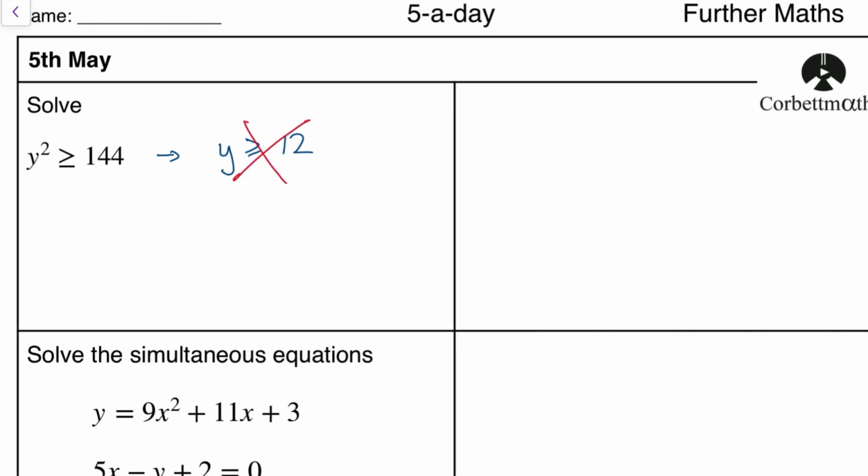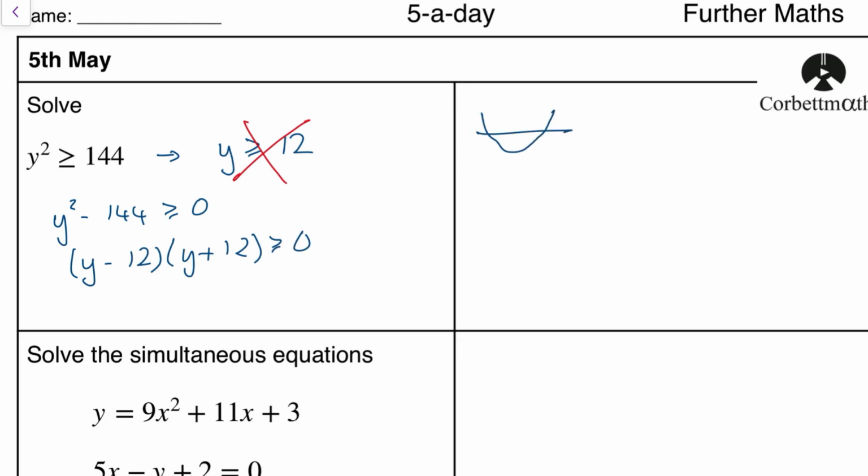The reason it's not right is if I bring the 144 to the other side, it's actually a quadratic inequality. So now I'm going to use difference of two squares. I forgot what it was called then. So difference of two squares is greater than 0, which means it's a quadratic that goes through minus 12 and 12. And I want all values that are greater than, which means therefore I want all values where y is greater than 12 or y is less than minus 12. And that is my answer to that one. Very easy to get that one wrong.